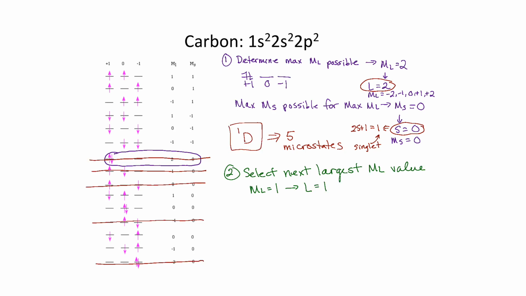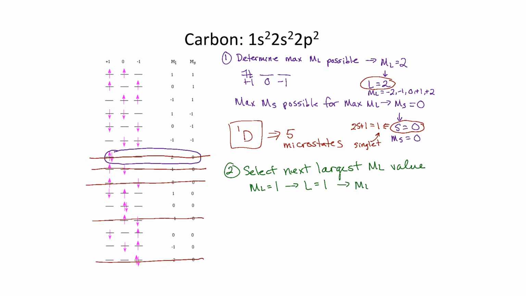So possible m sub L values for L equals 1 will range from minus 1, 0 to plus 1. I'll just note this one as new max m sub L. Once again, just finding your new maximum m sub L value leads to your possible maximum value of L, and from that value of L, we know we have these possible values of m sub L ranging from minus L to plus L.